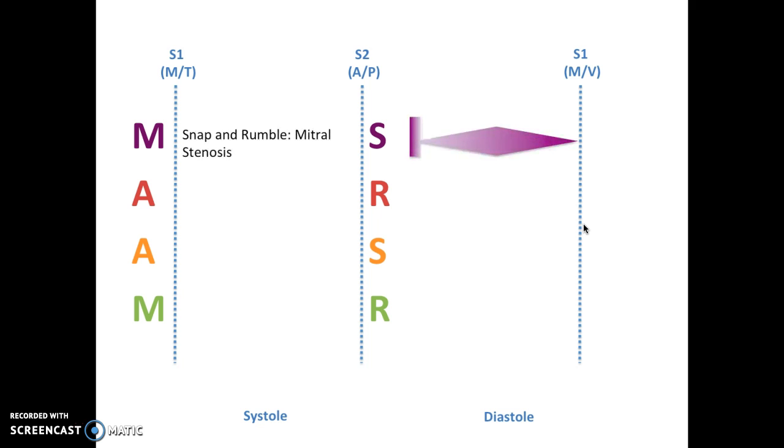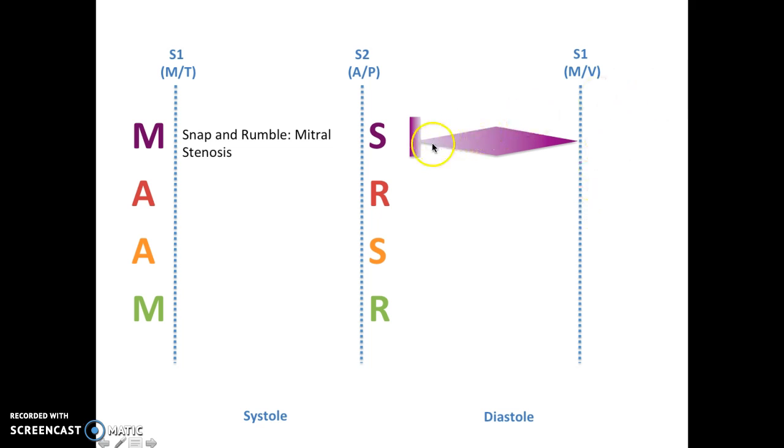So what you get here is this diastolic opening snap, because enough pressure has built above the mitral valve to force it open. So you hear a snap and then this rumble as the blood comes rushing through.